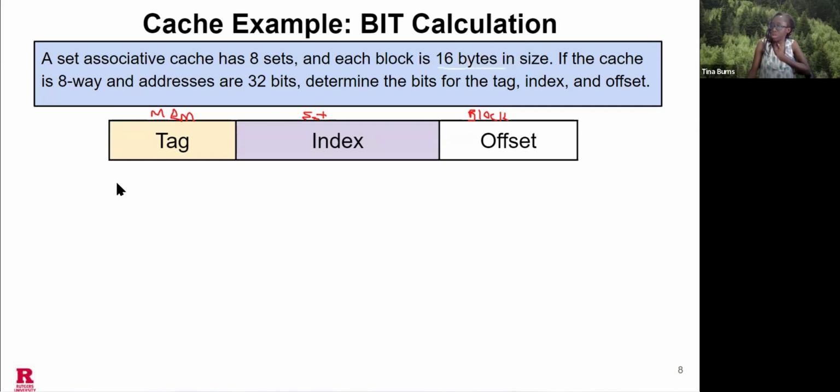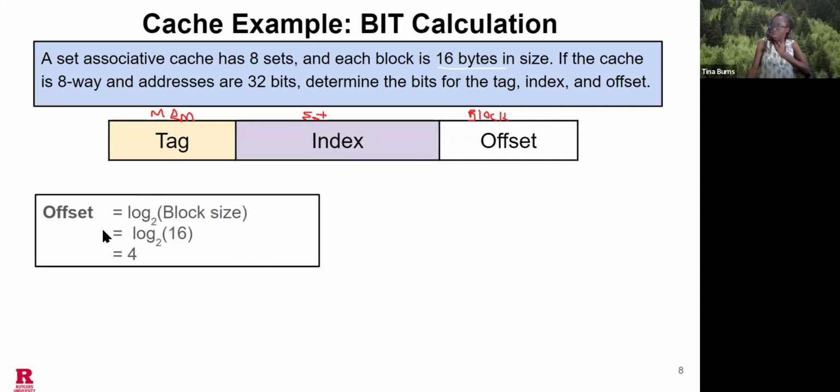All right. So here's how I calculate that. For my offset, all I'm going to do is take the log base 2 of my block size. I already know that my block size is 16 bytes. So the result for this is 4.